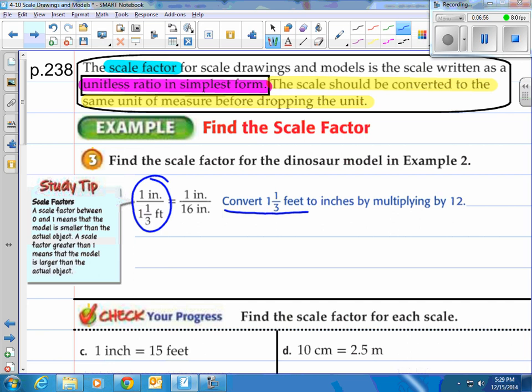So notice, we now have the same unit. In the beginning, we didn't. Now we do. So you do need to know a little bit about your conversion units before you can actually convert.